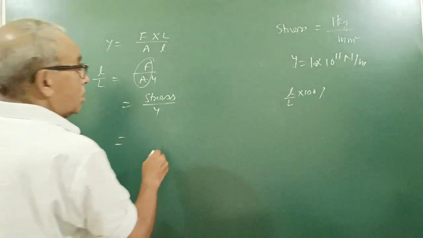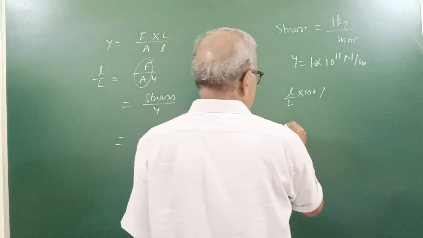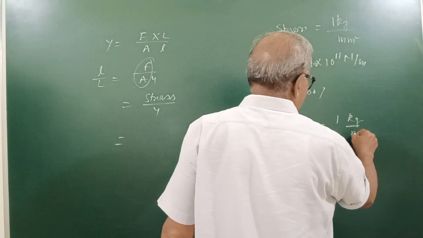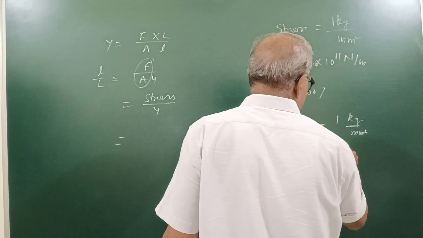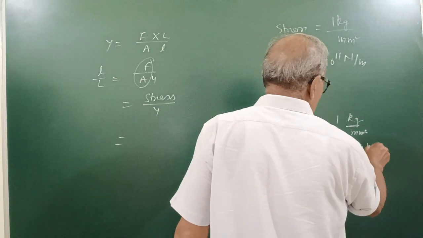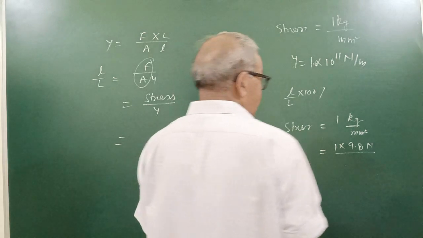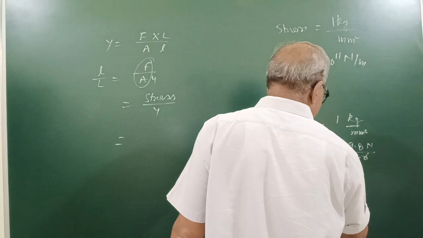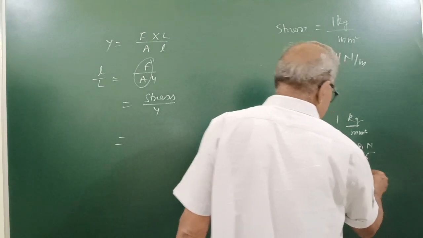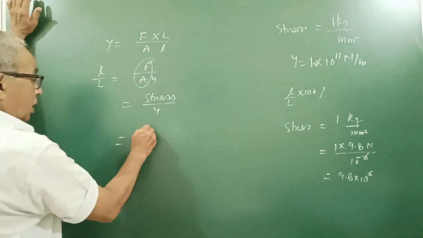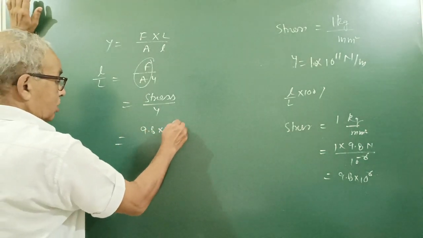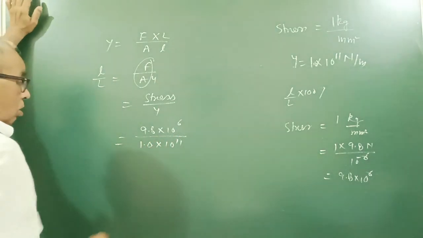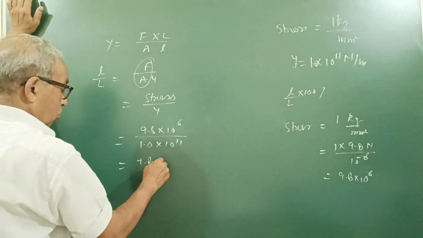So here stress is 1 kg per millimeter square. Convert into 1 into 9.8 Newton per millimeter square. How many meter square is a millimeter square? 10 to the power minus 6. So stress is 9.8 into 10 to the power 6. Put this value here: 9.8 into 10 to the power 6 upon 1.0 into 10 to the power 11. So it is 9.8 into 10 to the power minus 5.